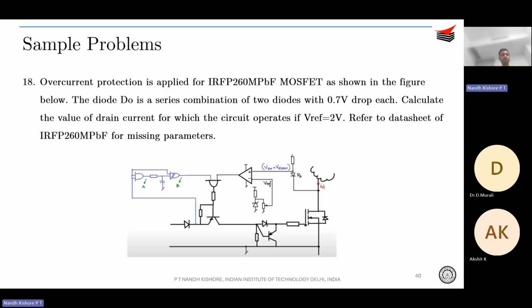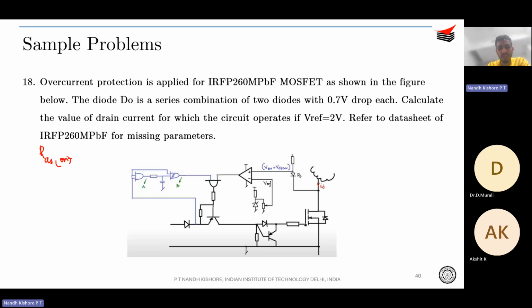So overcurrent protection is applied for this MOSFET as shown in the figure below. The diode D0 is a combination with 0.7 volt drop. Calculate the value of drain current for which the circuit operates if Vref is 2 volts. Refer to the data sheet for missing parameters. So the missing parameter is what is RDS.